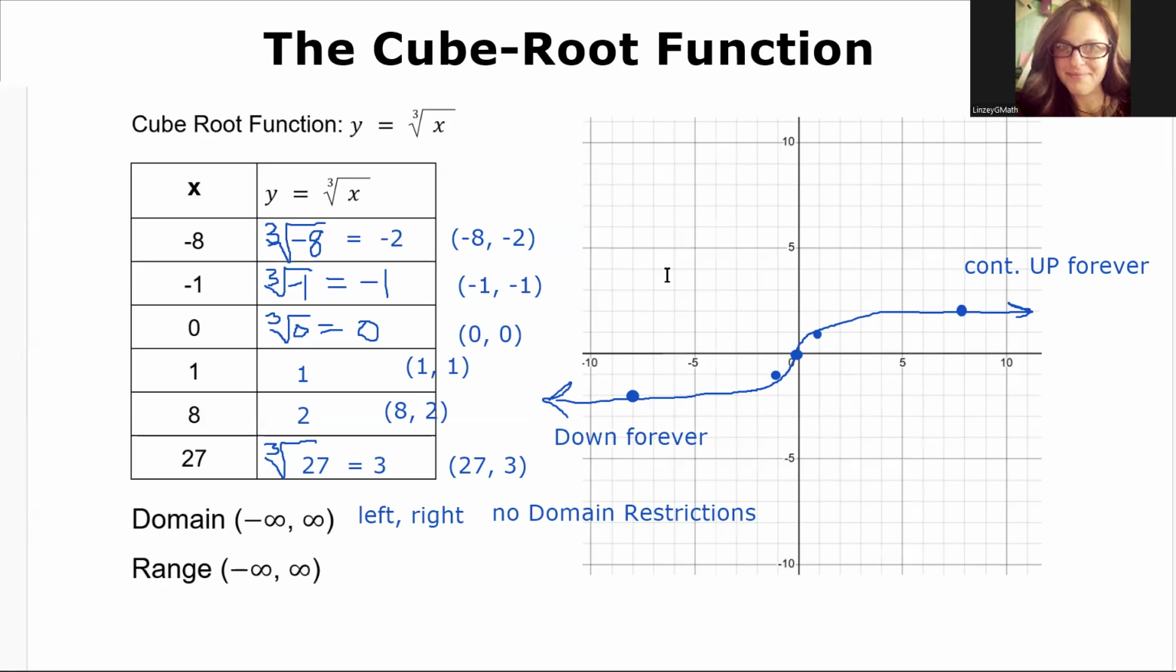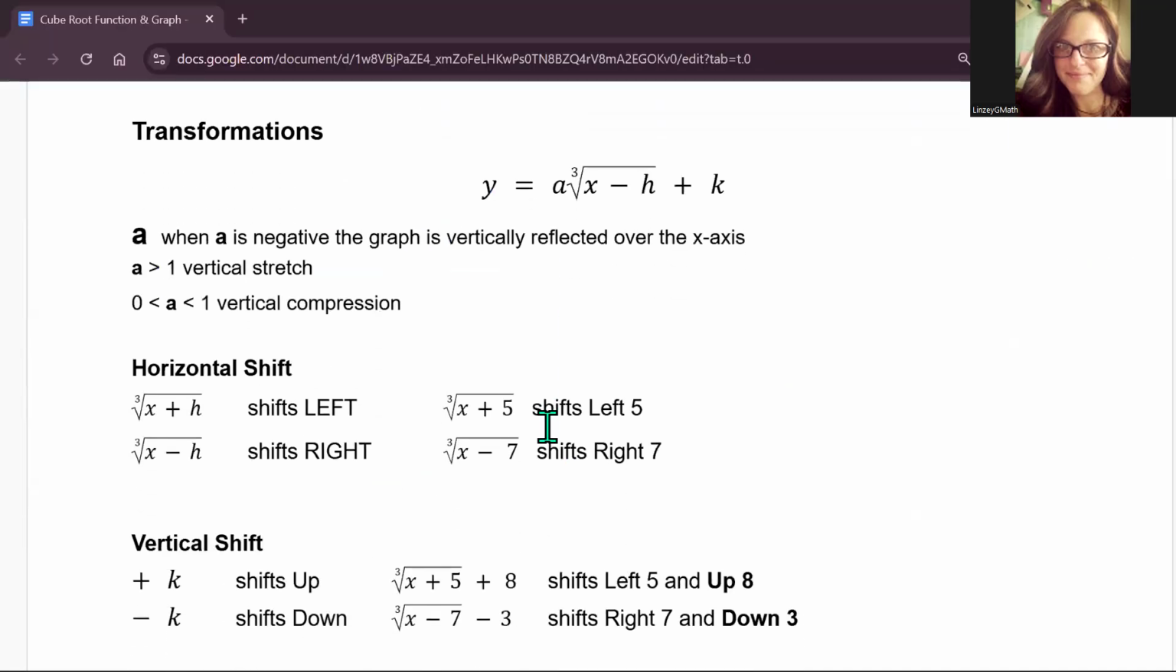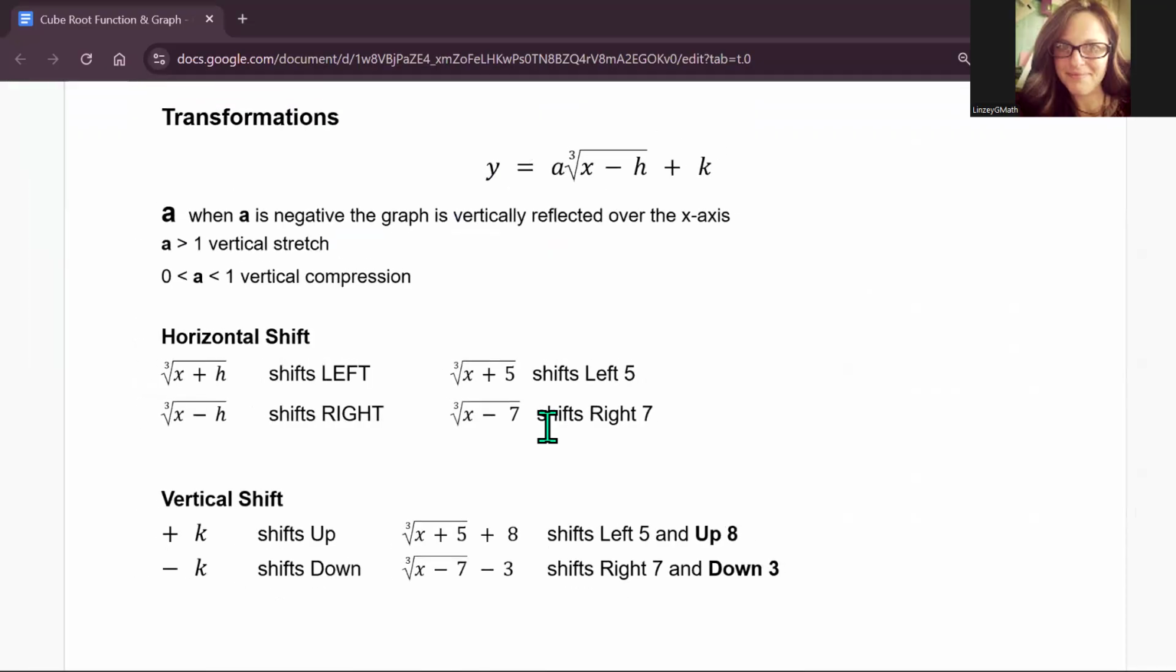All right, let's take a look at the transformations of the cube root function. And here are our transformations. Starting with A. When A is negative, the graph is reflected vertically over the x-axis. When A is greater than 1, we have a vertical stretch. And when A is a fraction in between 0 and 1, we get a vertical compression.